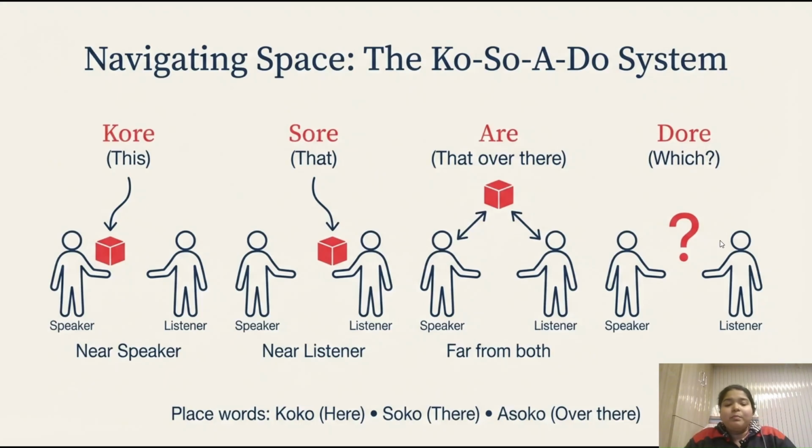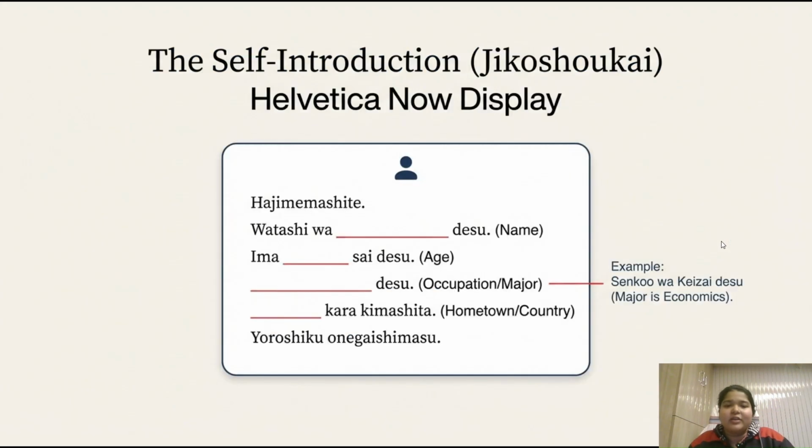Now for the placing of the words, there is also koko, soko, asoko. Koko means here, soko means there, asoko means over there. So just remember this and let's move ahead.